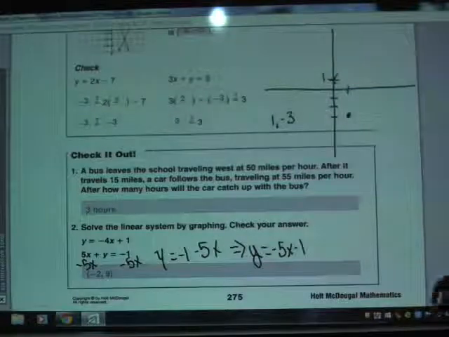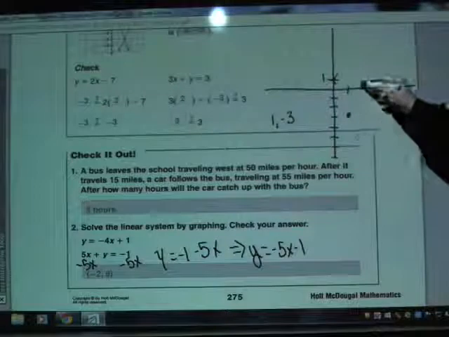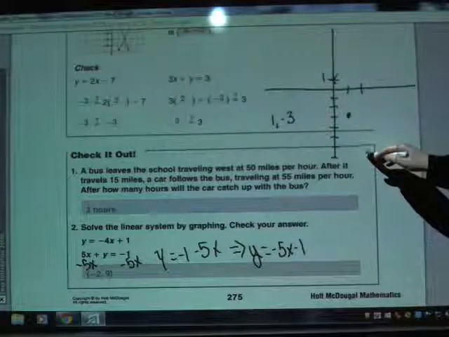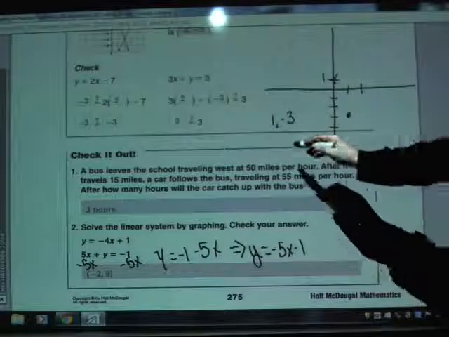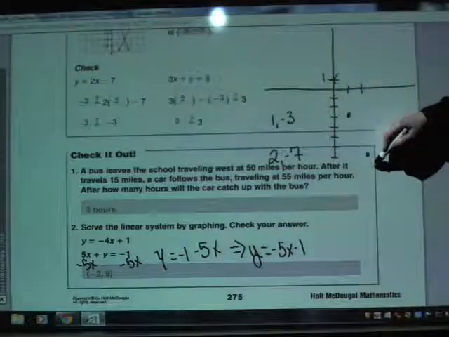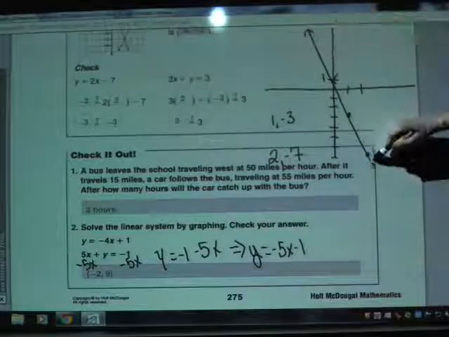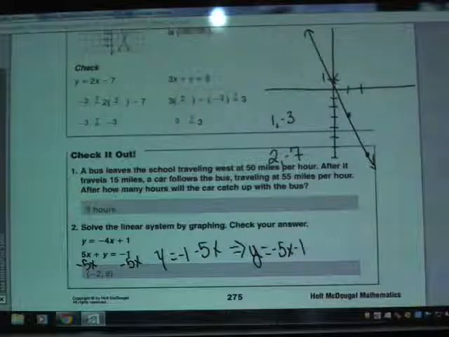All right, let's do it again. Let's go down another 4 and right another 1. And as you can see, that puts me at 2 comma negative 7. There's my line.